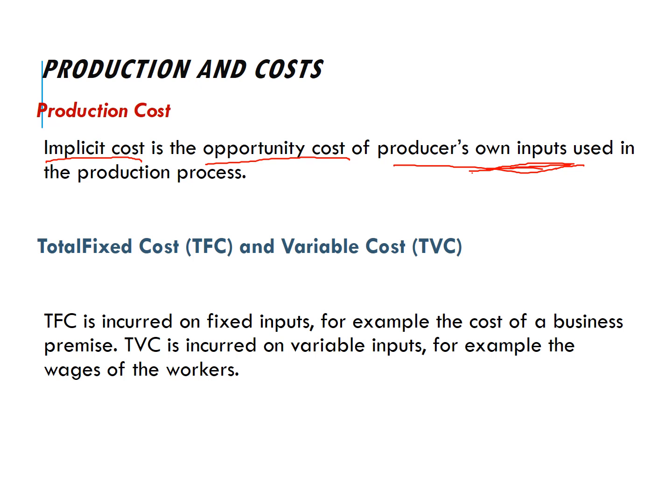And then total fixed cost and total variable cost, we already discussed in the previous slide. Total fixed cost is incurred on fixed input, that's why it is fixed cost. For example, the rental, and the interest rate for the capital. Total variable cost is for variable input, so variable input, variable cost. For example, the cost for the labor, which is wages or salary.